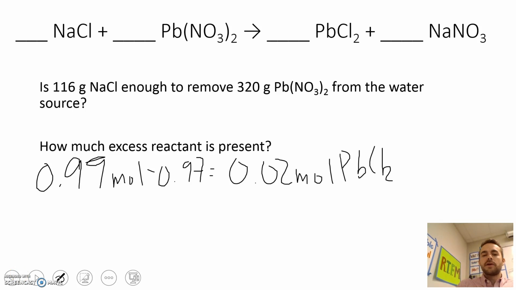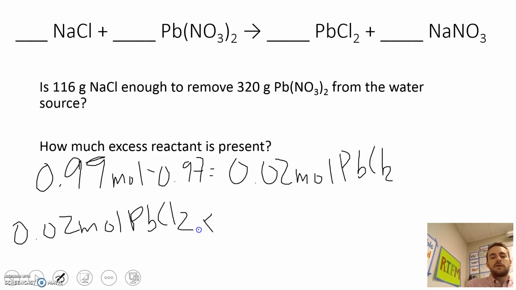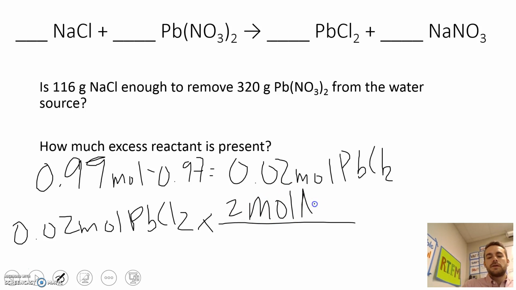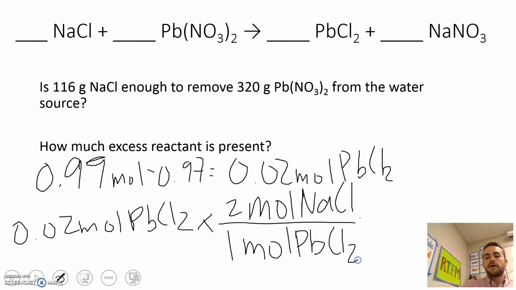With that, we need to convert it back into NaCl, and that will tell you how many extra moles of NaCl you have. So I'm going to take my 0.02 mole of PbCl2, go ahead and multiply that by my ratio of 2 to 1, and that will give me 0.04 moles of NaCl, which is our extra. And that's all you need for today.